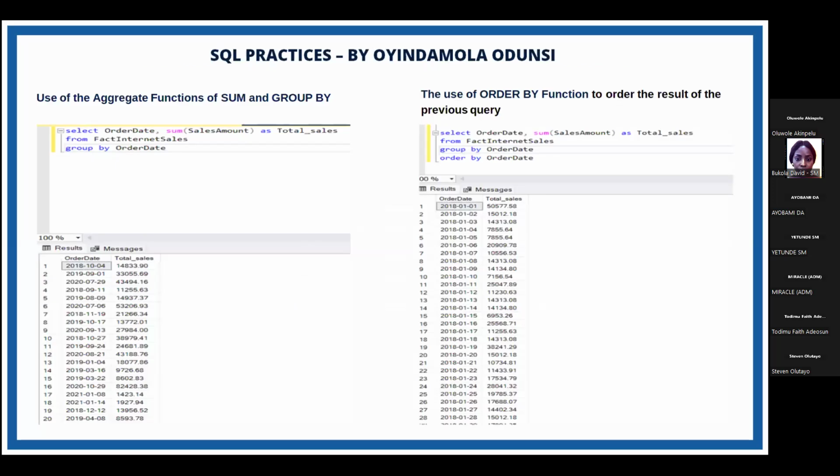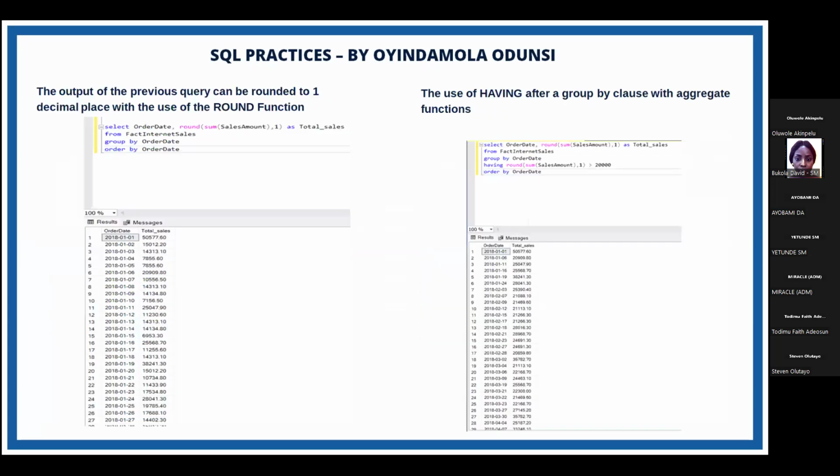So this is a SQL task by Oyindamola Odosi where she used the aggregate functions sum and group by. She also used the order by function to analyze the database.